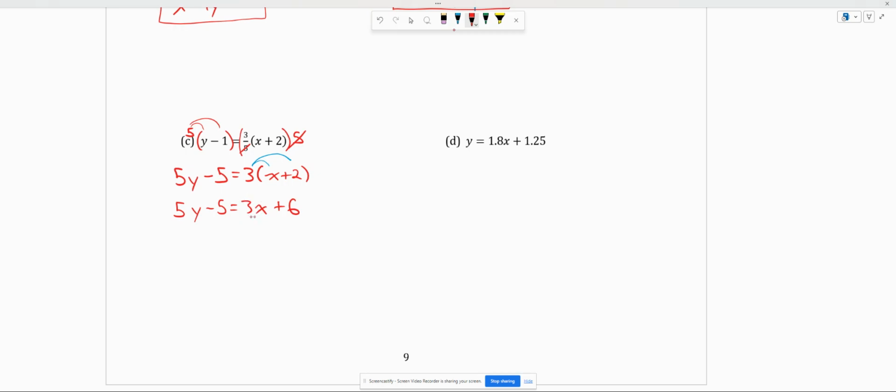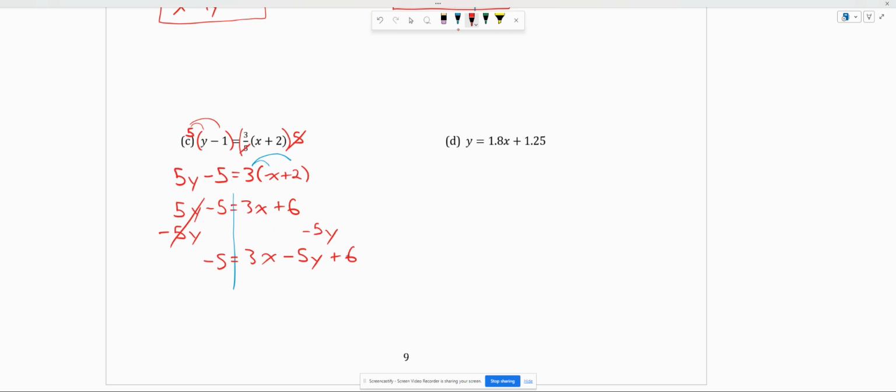So once again, I see my 3x will stay positive if I leave it here. So I'm going to move the y term because I want my x term to stay positive. So let's move the y term. Subtract 5y, subtract 5y, okay, on both sides. That's going to cancel off. I'm going to have negative 5 here now. I'm going to have 3x. I'm going to write the y term second, and then plus 6.